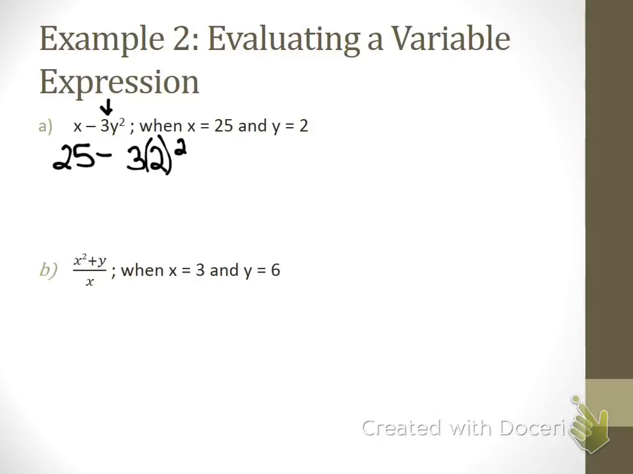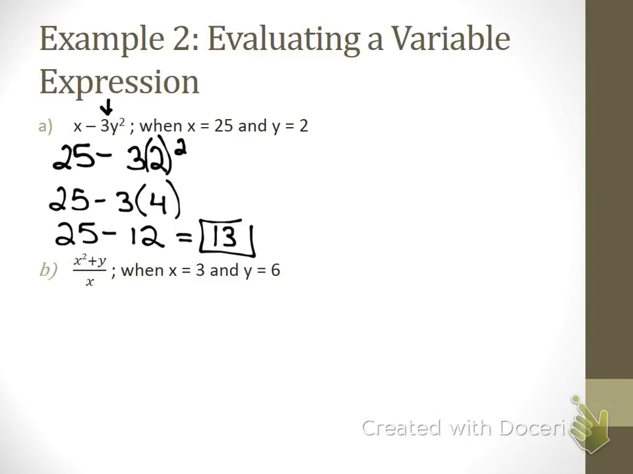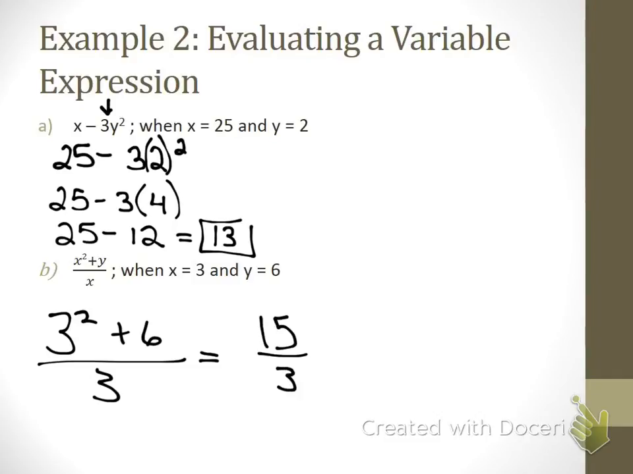Very good. I've got to do the exponent. So now I have 25 minus 3 times 4, which is 25 minus 12, and that's 13. Now on B, I'm going to substitute in, and now I've got to simplify everything in my numerator first to get 15 over 3, which is 5.